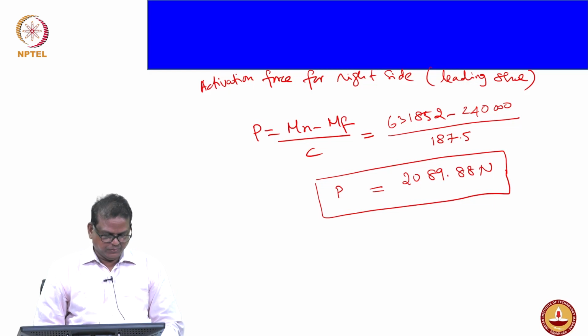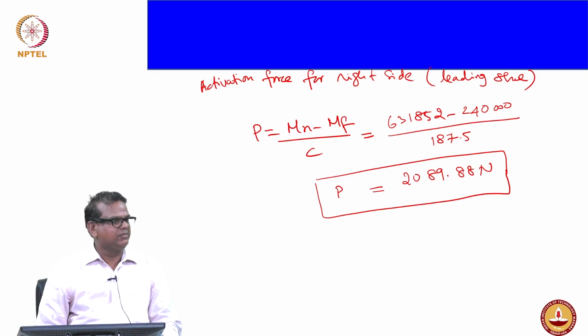The question: so far we are focusing only on the leading shoe aspect. My question would be, what do you expect on the trailing shoe? Do you expect the activation force would be equal? That is one question, or different? And what happened to your Mn and Mf values? Will they be different or same? That is another question.